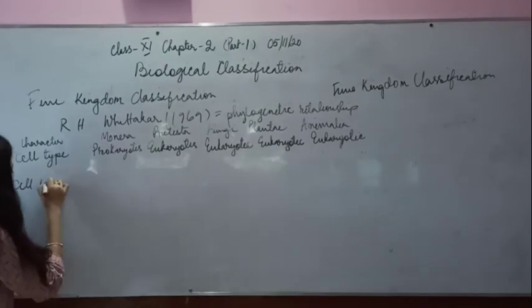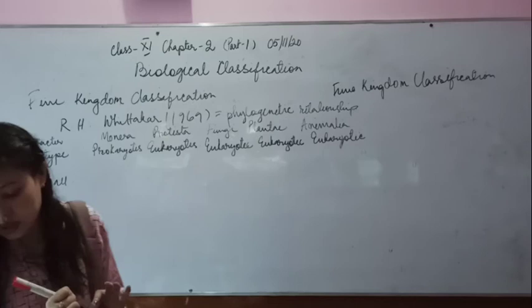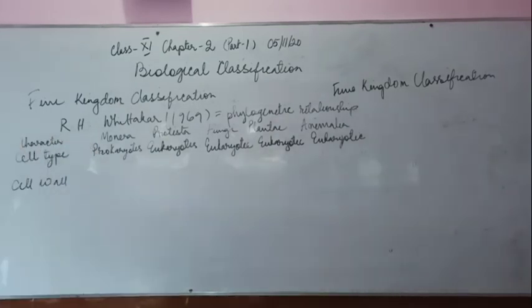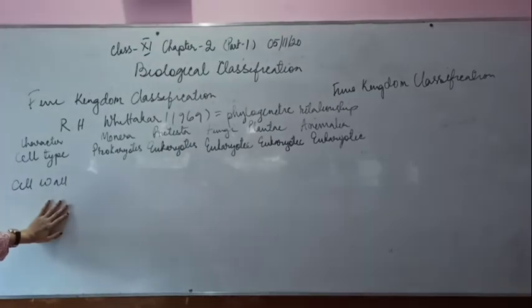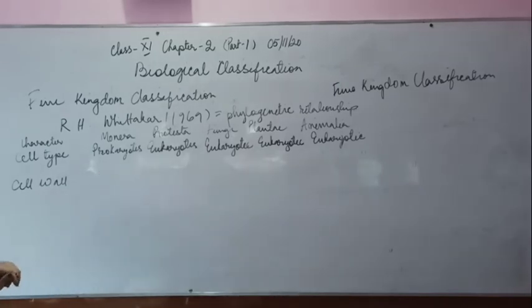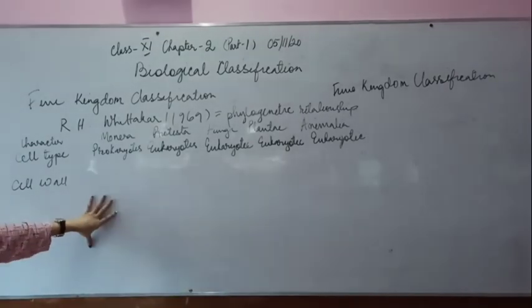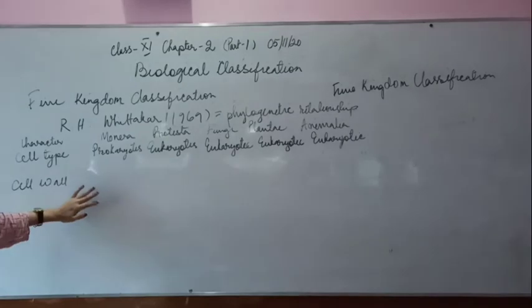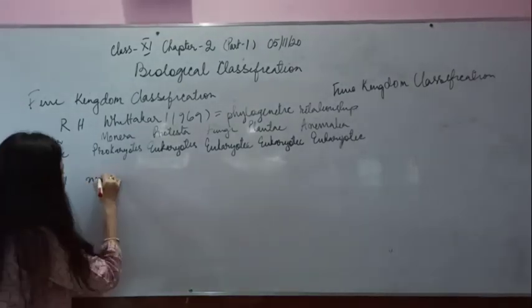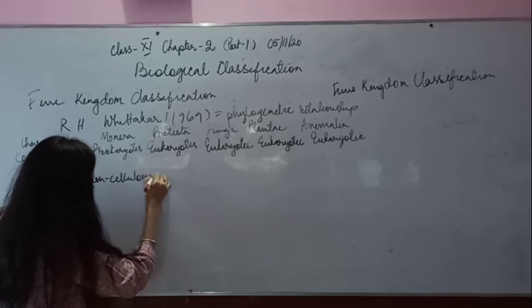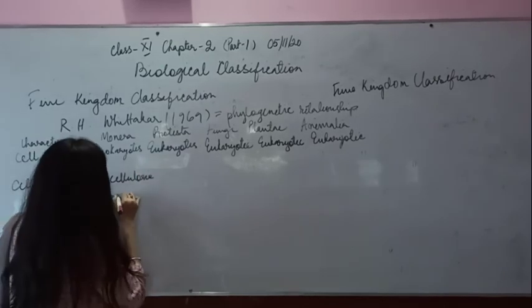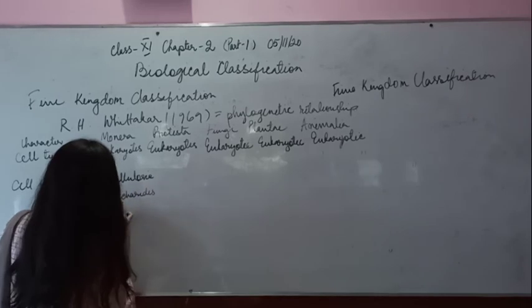The next character taken into consideration is the cell wall. In terms of cell wall, it is the constituent of the cell wall that we consider, either cellulosic or non-cellulosic. In the case of Kingdom Monera, the cell wall does not have cellulose, but it has polysaccharide. Saccharide means sugar-containing compounds, and poly means it is a polymer, and it also has amino acids. So they are non-cellulosic, but have polysaccharide plus amino acids.